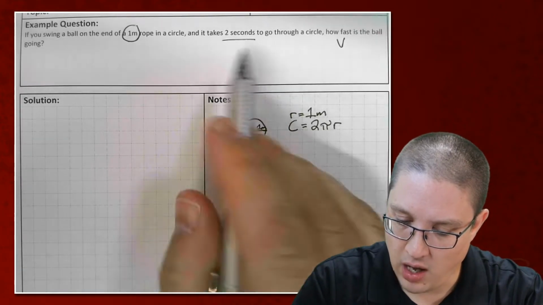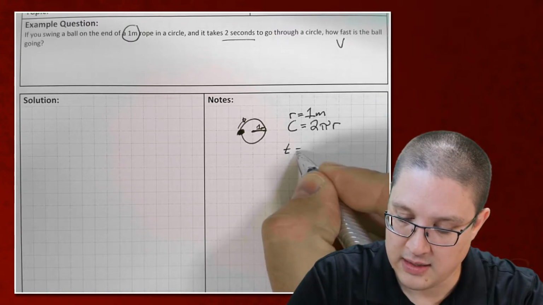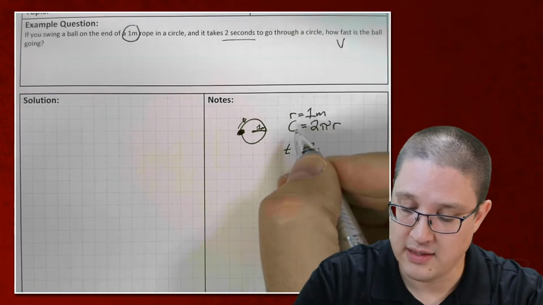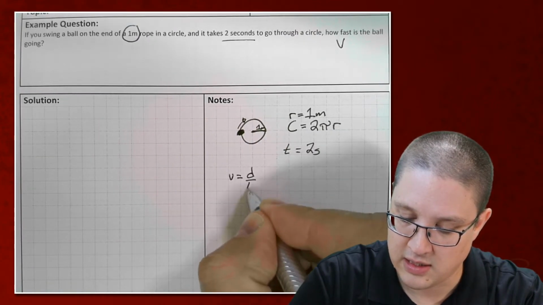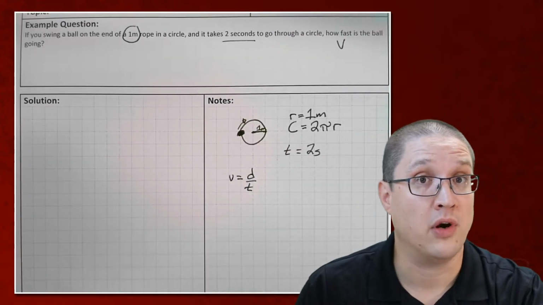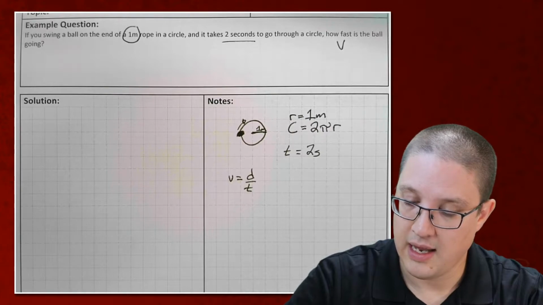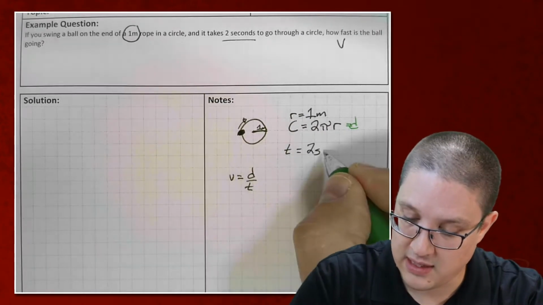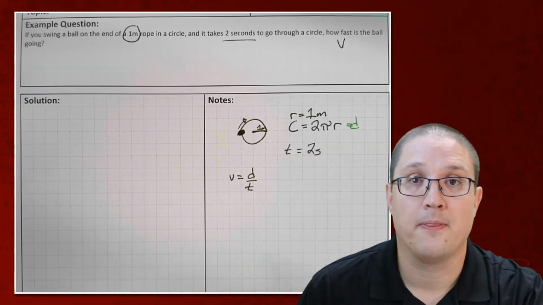I also have a time. So in this case, my time is 2 seconds. And looking at this, if I use my old velocity formula, velocity is distance over time, which you remember from grade 10, well, my circumference here is a distance. And this here is my time, so I could figure this out.